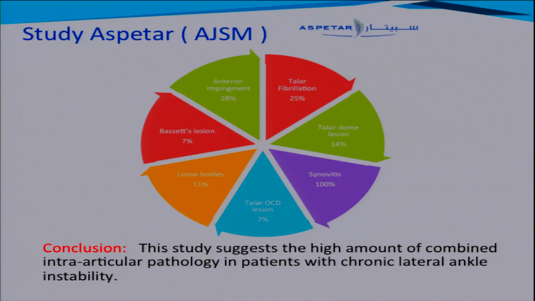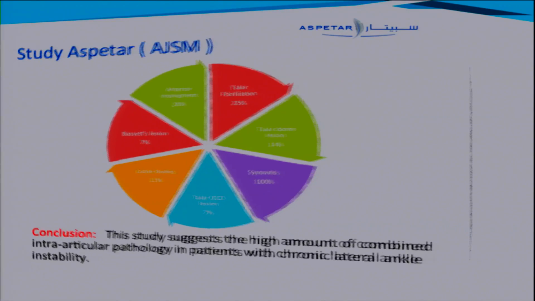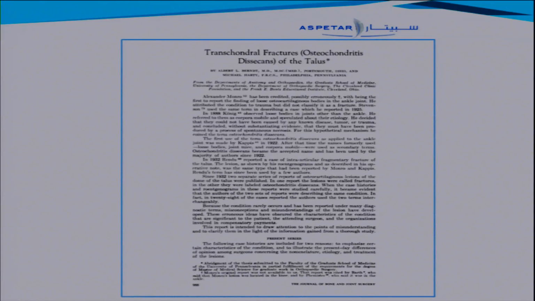So it's still a question what that really tells us, but it strongly suggests a high amount of combined intra-articular pathology in patients with chronic lateral instability of the ankle. And then let's quickly run over some theory.